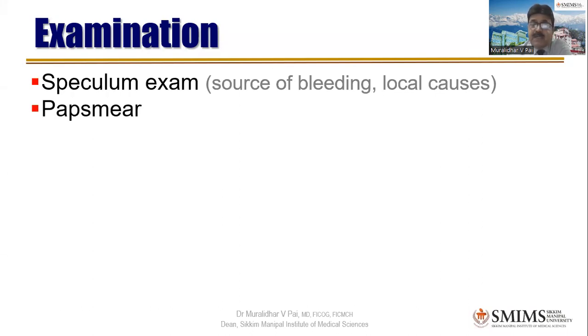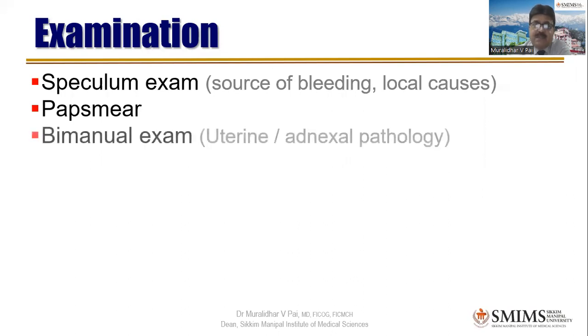Pap smear should be taken before you do anything else, before you even use the lubricants to do a vaginal examination. So as soon as you finish with the speculum examination, a pap smear has to be taken, if not taken in the last 3 years. Bimanual examination follows. Uterine and adnexal pathology can be made out very easily.